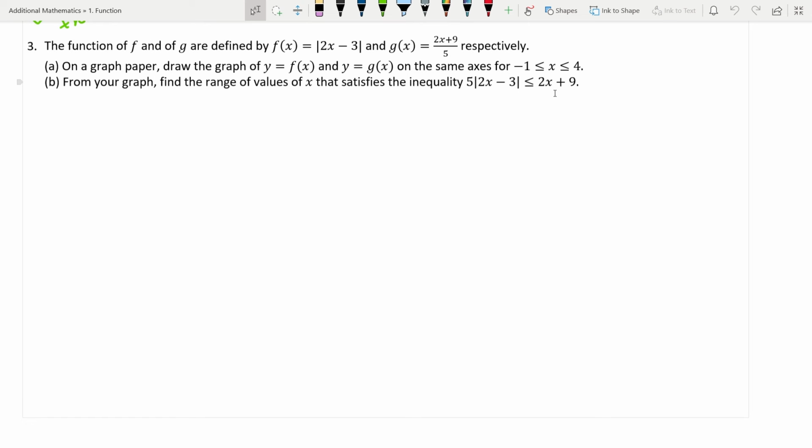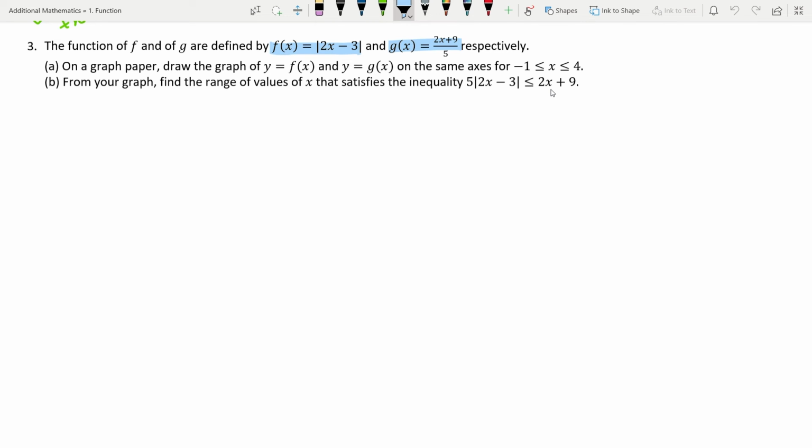Question 3. The functions f and g are defined by f of x equal to modulus 2x minus 3 and g of x is equal to 2x plus 9 over 5 respectively. A. On a graph paper, draw the graph of y equal to f(x) and y equal to g(x) on the same axis for x between -1 and 4. You may draw it on a proper graph paper, but here we will just sketch it.